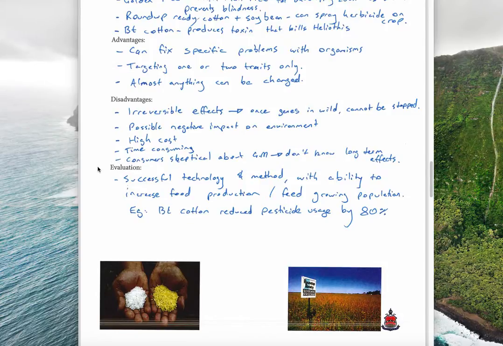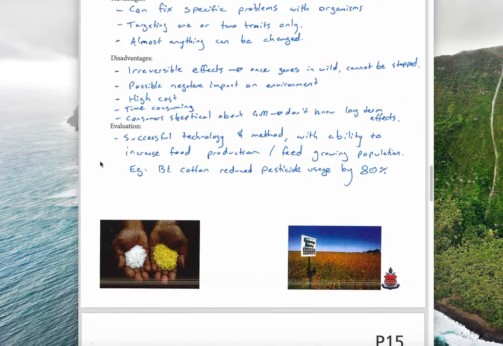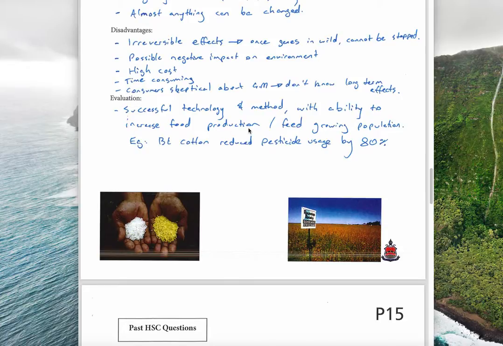The evaluation is it's a very successful technology. It works very well, and it has the ability to increase food production and feed a growing population. The example is Bt cotton has reduced pesticide usage by 80%, which is obviously good for the environment.